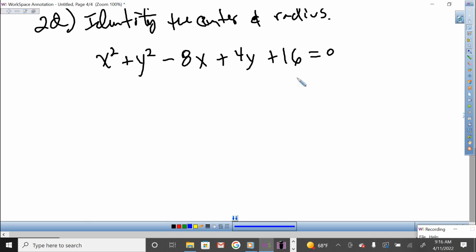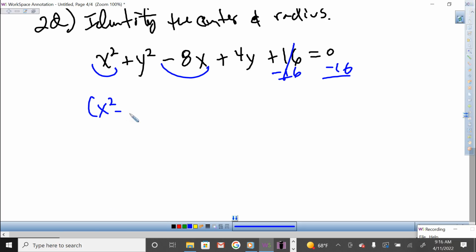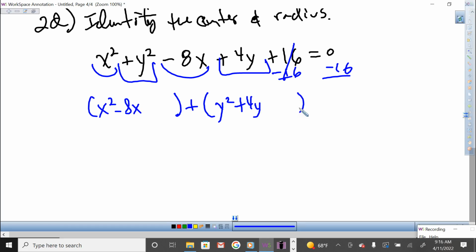No. So we eliminate the constant, minus 16, minus 16. Then I said combine all the common variables. We have x squared minus 8x and leave an empty space, plus y squared plus 4y, leave an empty space, and all that equal to negative 16. From there, we complete the square. Tell your neighbor what goes here and what goes there.